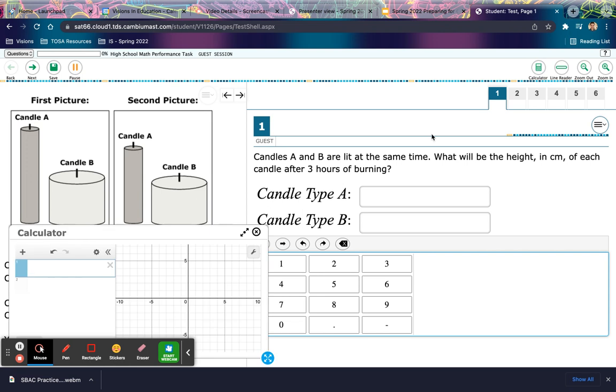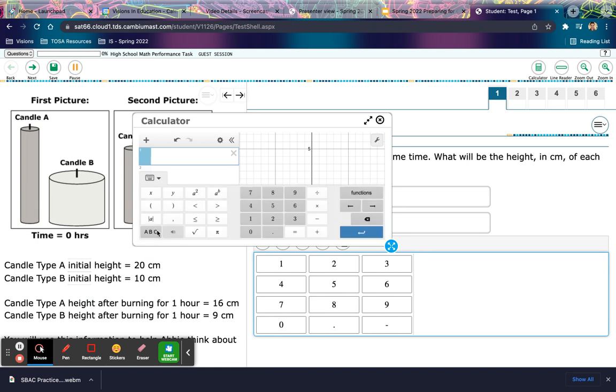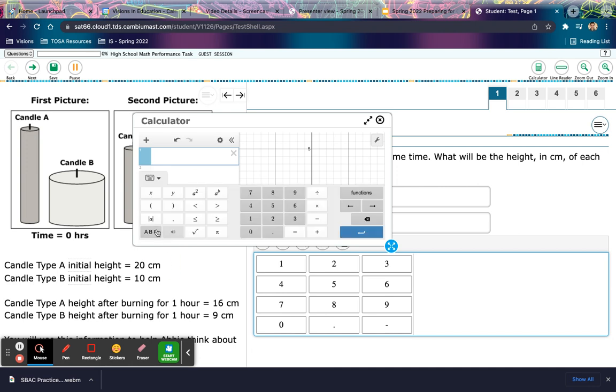If you click it, you might notice this format's familiar to Desmos, because it is the Desmos graphing calculator mixed with a regular calculator. So when you hit calculator, it pops up with the Desmos graphing calculator in tiny format. You just want to do some addition subtraction. You can hit show keypad, and it brings up basically a scientific calculator here. And I just wanted to know 20 minus 16.